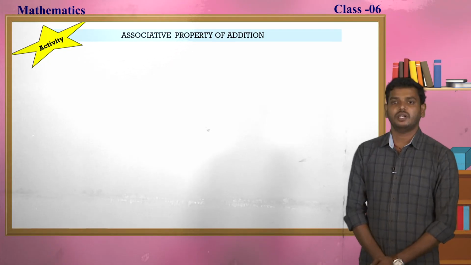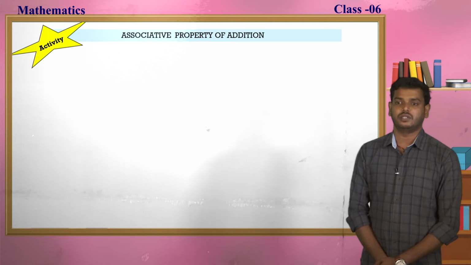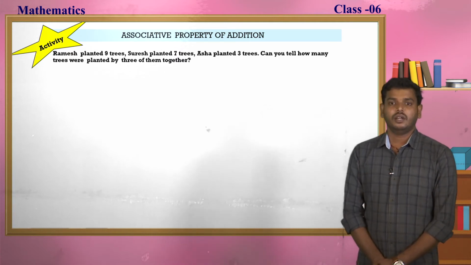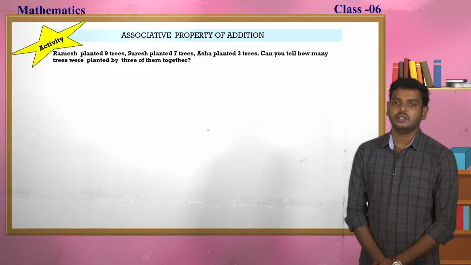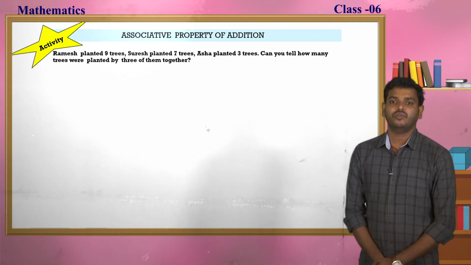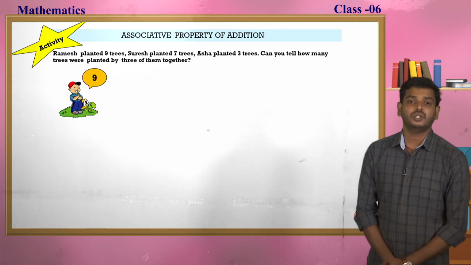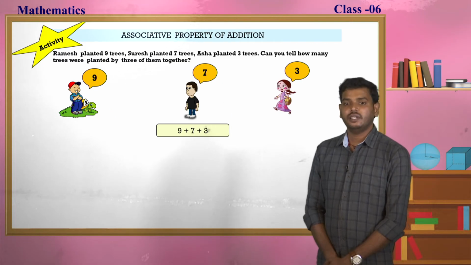Come to associative property. We will learn this associative property of addition with an activity. Activity question says that Ramesh planted 9 trees, Suresh planted 7 trees, Asha planted 3 trees. Can you tell how many trees were planted by the 3 of them together? So, Ramesh planted 9 trees, Suresh planted 7 trees, Asha planted 3 trees. We have to find the number of trees planted by the 3 together, 9, 7 and 3.